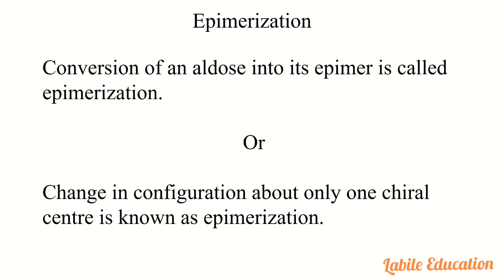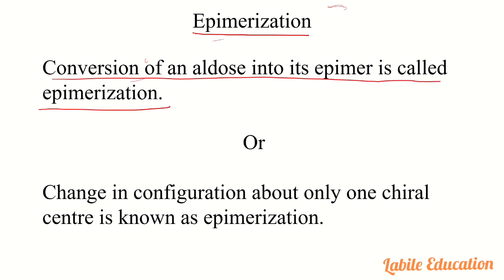Now, the next thing is, what is epimerization? Epimerization is basically the conversion of an aldose into its epimer, or we can say a change in configuration about only one chiral center is known as epimerization. Okay, so let's see what epimerization is. Suppose that we are converting D-glucose into D-mannose. D-mannose is the C2 epimer of D-glucose, so that process will be called epimerization.